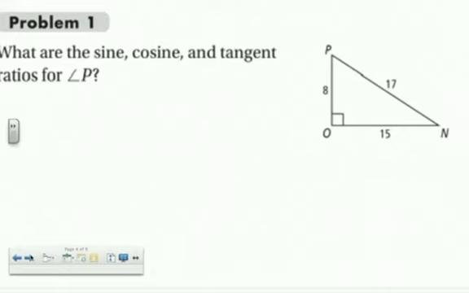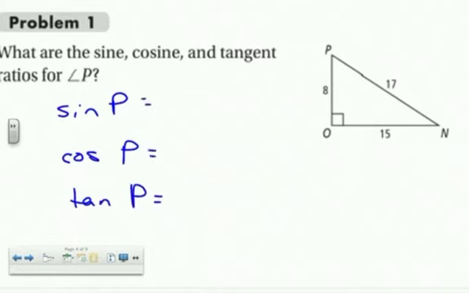You see that we are simply being asked what are the sine, cosine, and tangent ratios for angle P. Okay, so find where angle P is. We are setting up the sine of P, the cosine of P, and the tangent of P. This problem is just using the strict definitions of sine, cosine, and tangent. We're not doing anything with it yet.